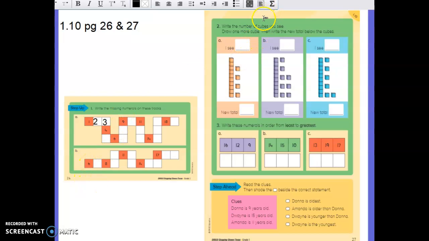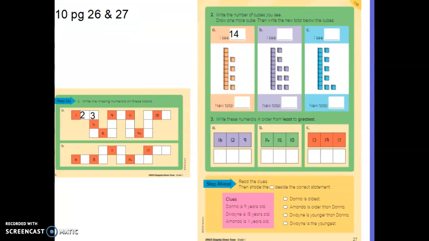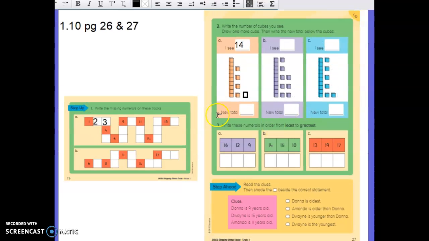Number 2, write the number of cubes you see. Draw one more cube, then write the new total below. So let's see, I have 10 and 10, 11, 12, 13, 14. So I see 14 cubes, and I'm going to draw one more. So now 14 plus 1 equals 15. So you're going to do the same thing with B and C.